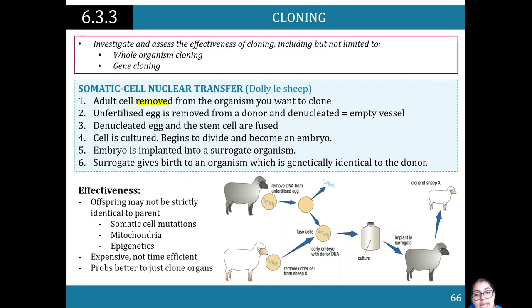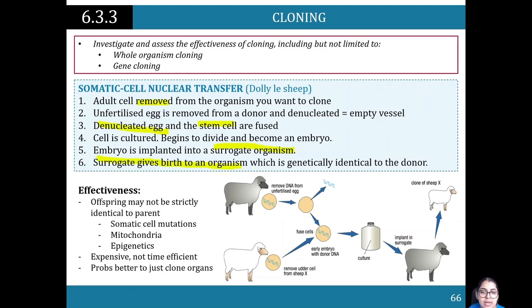We then take an unfertilized egg from a donor and we denucleate it, so it's basically like an empty vessel. The denucleated egg and the stem cell are fused together, then the cell is cultured, it begins to divide. We then plant that embryo into a surrogate organism, and then the surrogate will give birth to an organism.